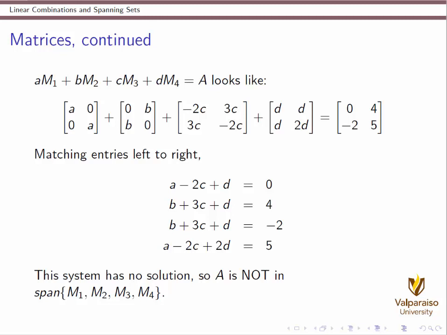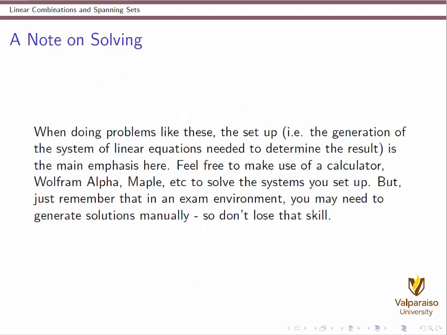Those 4 vectors do have a span. Their span is the total collection of everything that we can write as a linear combination of them. It just so happens, though, that this matrix A isn't one of them. It's not in the span. Okay, so that's linear combinations and spanning sets.